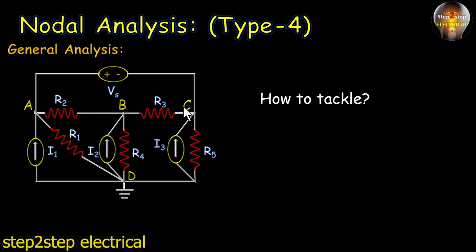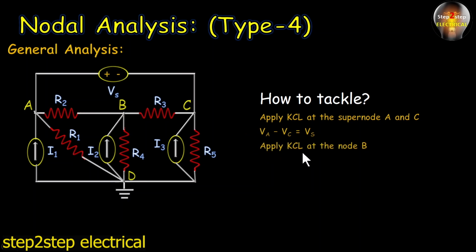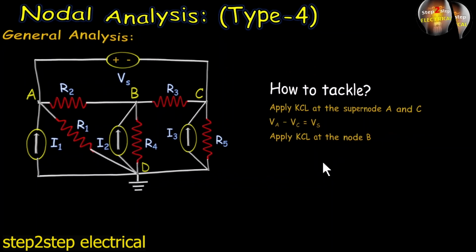And the final thing, for the third equation we will apply KCL at node B. So friends, it can be pointed out that first of all we will apply KCL at super node A and C, then we will write VA minus VC equals Vs, and then finally we will apply KCL at node B. So this is the simple step that we will follow and solve this problem. For this general analysis, we will also follow the same step.